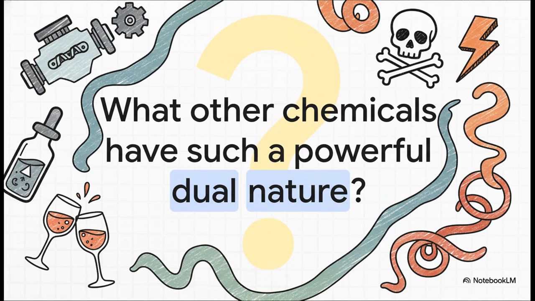So, there you have it. Ethanol, a simple molecule that can power a car, treat an illness, or end a life. It's a perfect example of chemistry's powerful dual nature. And this kind of leaves us with a final thought. What other simple chemicals in our world are just as complex, just as useful, and just as dangerous?